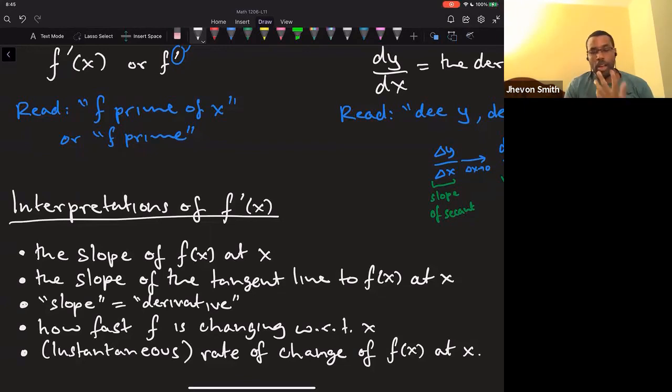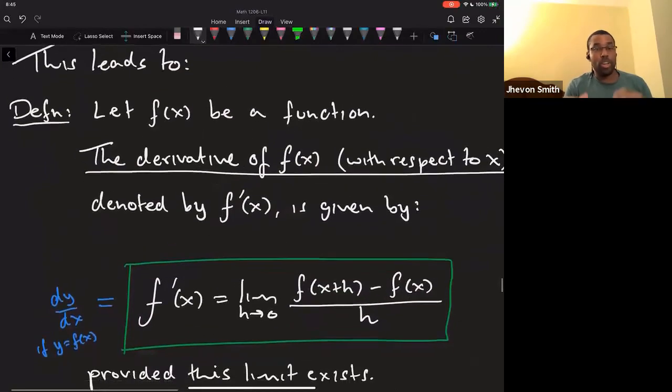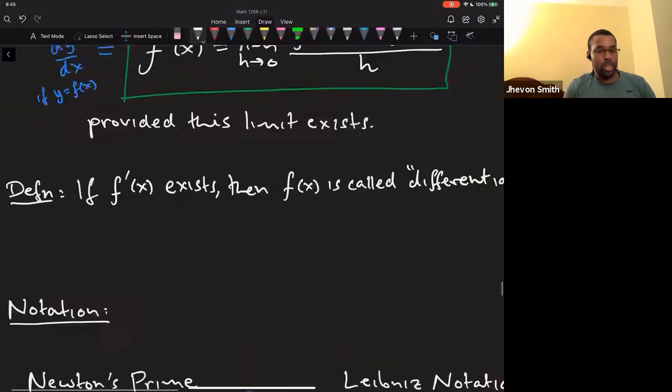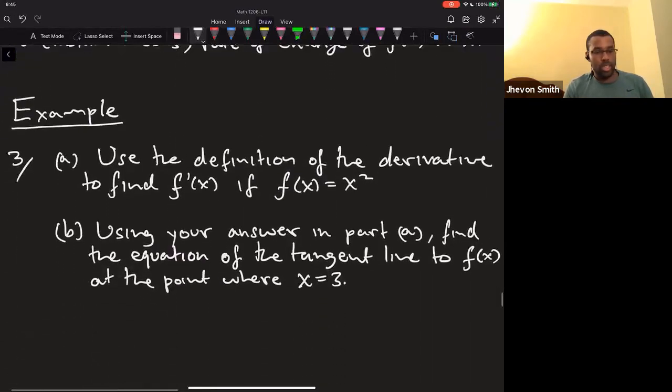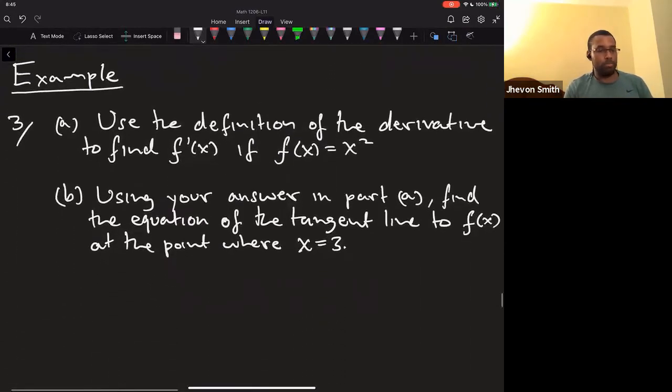It's also a measure of how fast f is changing with respect to x, or how fast the outputs are changing with respect to the inputs. And it's talking about the instantaneous rate of change of f of x at x. So yeah, those are all the interpretations. That might be useful for word problems down the road. So you need to know when you're computing this limit and you're computing a derivative, what are you doing? You're actually figuring out this stuff here. So let's actually do a quick example here.